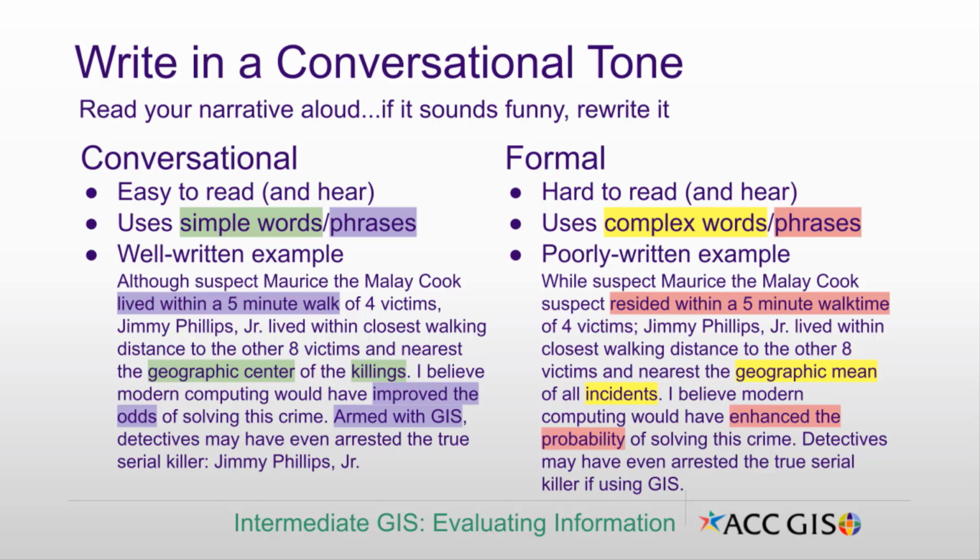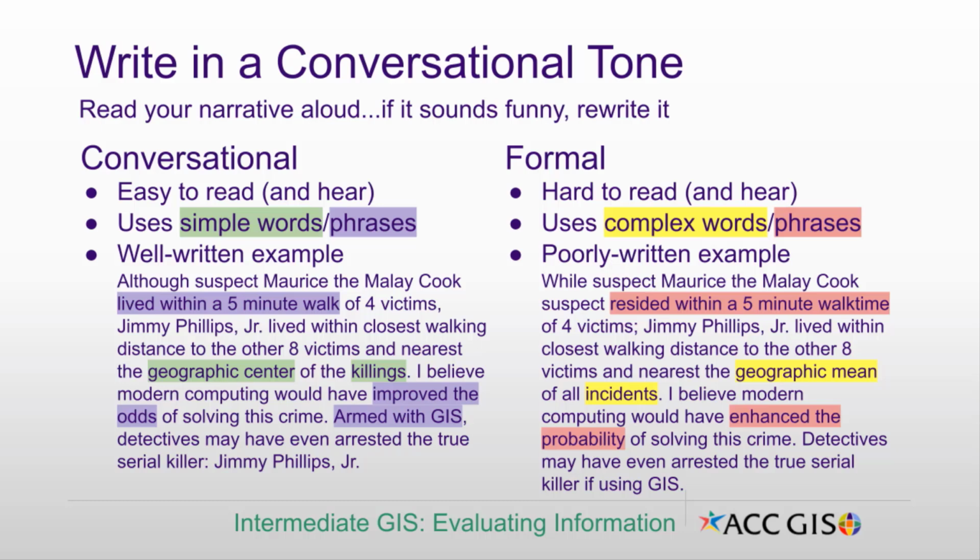And so I'll close out my example of the executive summary for geoanalyzing a serial killing with a closing paragraph. The poorly written example utilizes longer phrases like, for example, resided within a 5-minute walk time. And I rewrote that in the well-written example as lived within a 5-minute walk. The poorly written example uses some complex words like geographic mean and incidence. And they're more clearly stated to somebody, especially an audience who might not be as familiar with GIS, as geographic center. And instead of incidents, I use the word killings.